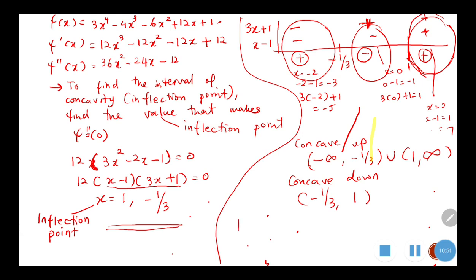So now what is the inflection point? You have to write it down. I know what it is and you know too. The inflection points are x equal to 1 and x equal to minus 1 over 3.